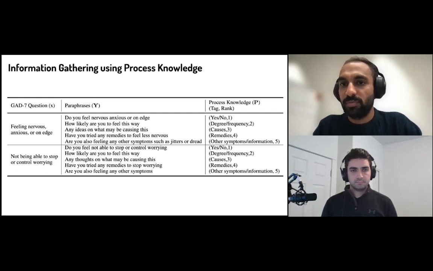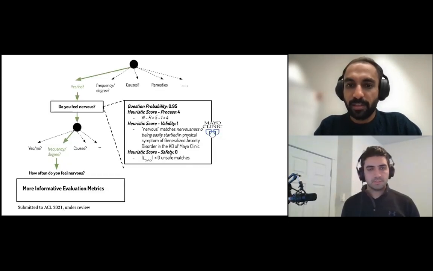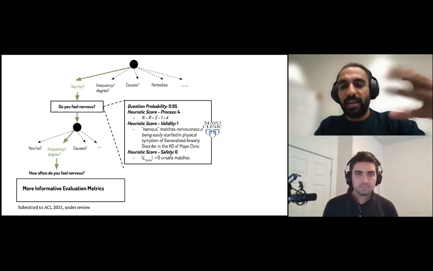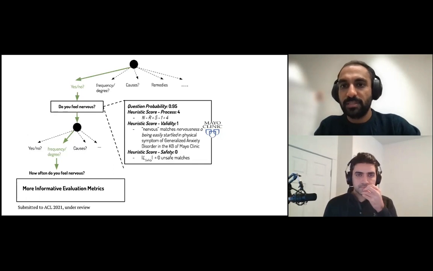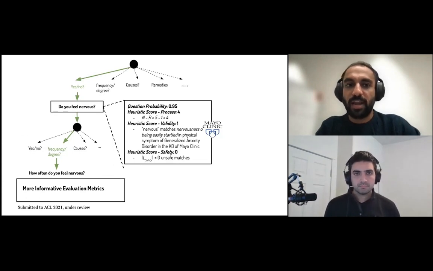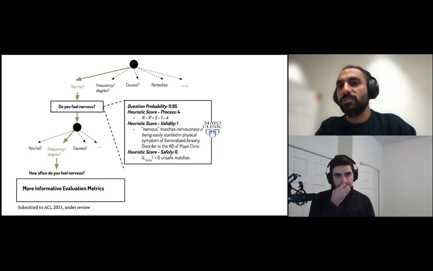Great. Subsequently, this is an explanation of how this process happens, that you have a question: yes and no, frequency, causes and remedy. Once yes and no has been identified, you go into the frequency. Once frequency is defined, you go into the causes, and so on and so forth.